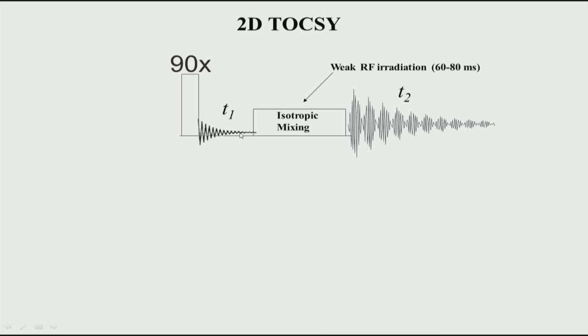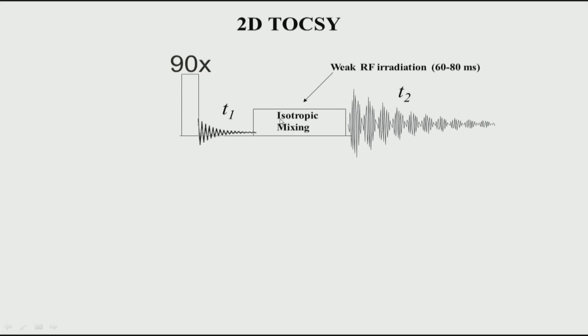While this process goes on, we saw that in the case of COSY, the spin gets coupled to other hydrogen atoms in the molecule because of J coupling. In the case of 2D TOCSY, we allow only a short time here, so the coupling to other hydrogen atoms during this portion is not of much importance. But after some time, we apply this box shown here, which is known as isotropic mixing.